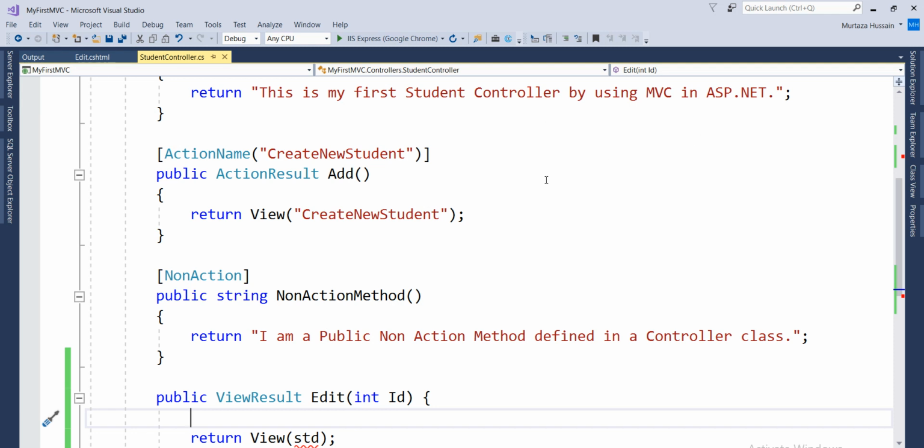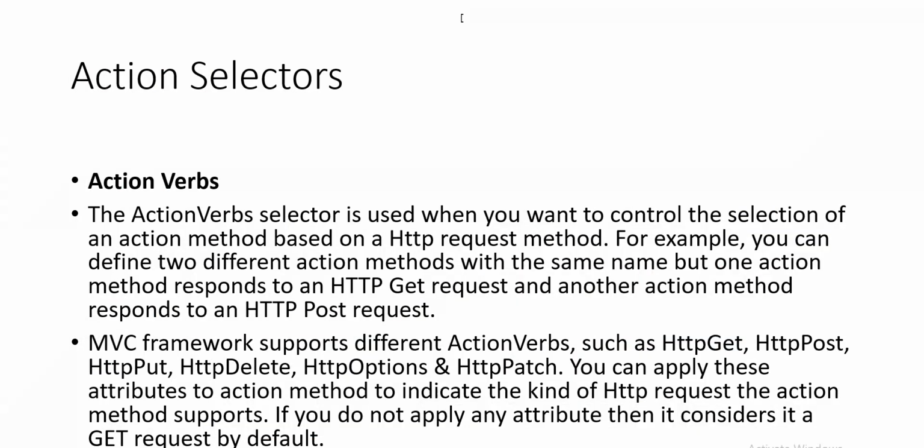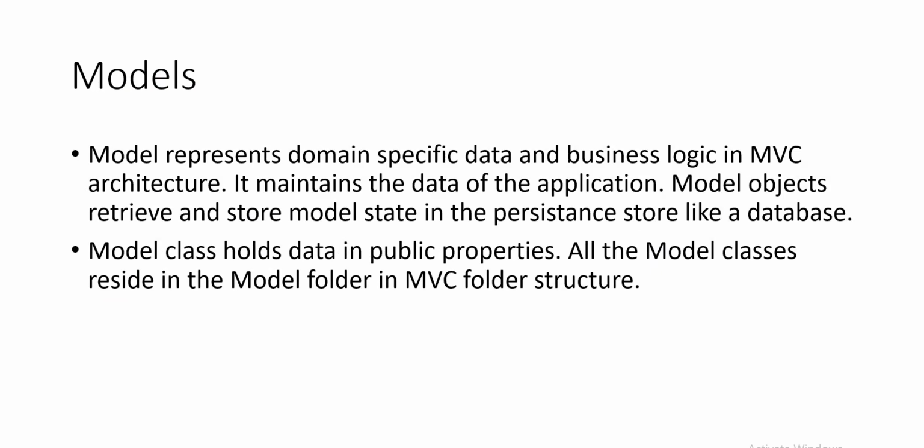What actually is a model? A model represents our database, our data reservoir. It contains the objects which interact with the database tables. A model represents domain-specific data and business logic in the MVC architecture. It maintains the data of the application. Model objects retrieve and store model state in a persistent store like a database. A model class holds data in public properties.